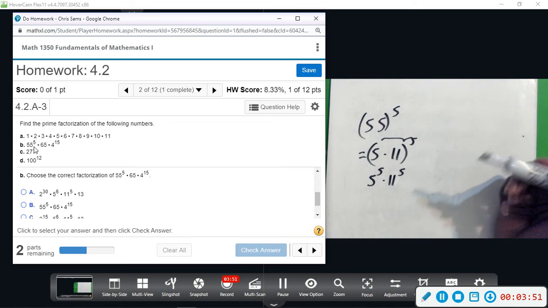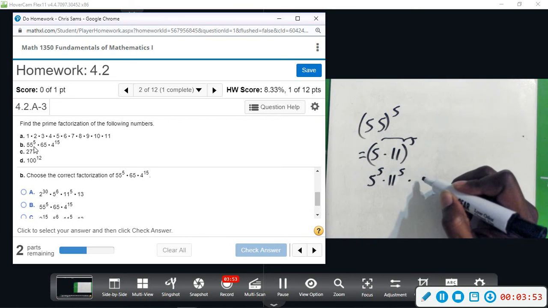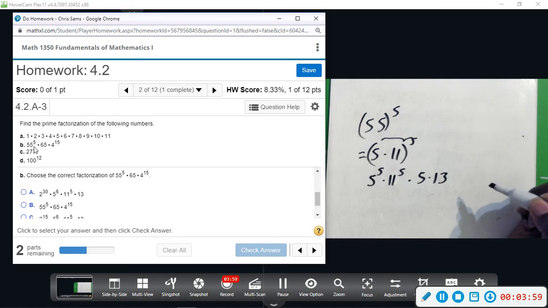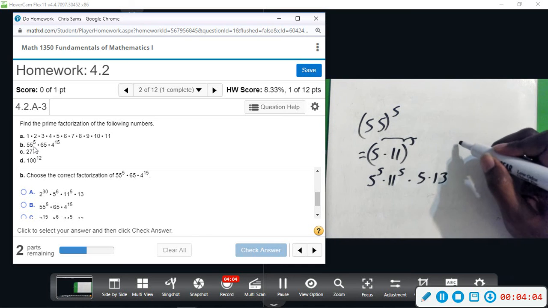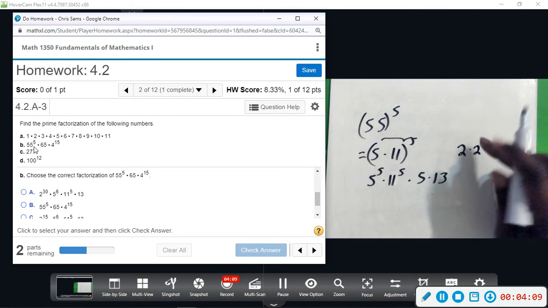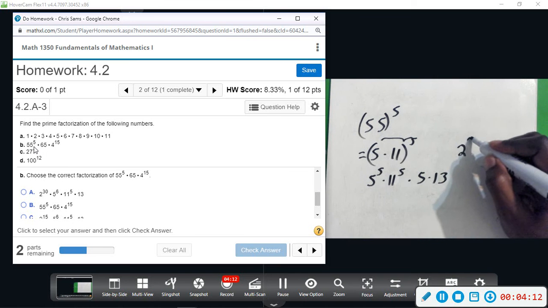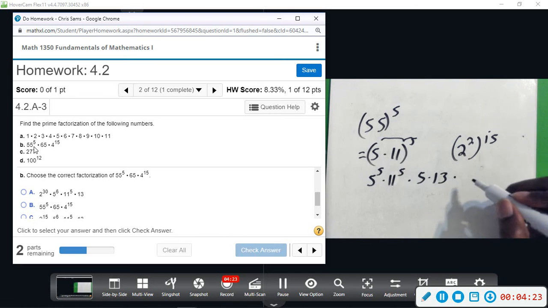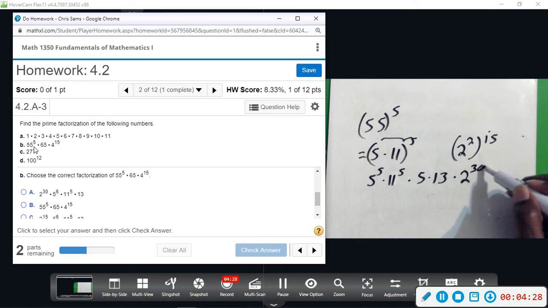And then we have 65, which we can rewrite as 5 times 13. And then we have 4 to the 15th, okay, which we're going to rewrite 4 as 2 times 2. Or we can say 2 squared, that would be better. And it is raised to the 15th. Okay, so properties of exponents says to raise a power to a power you will multiply. So we will write this as 2, and this 2 will get multiplied times 15 and give us 30.